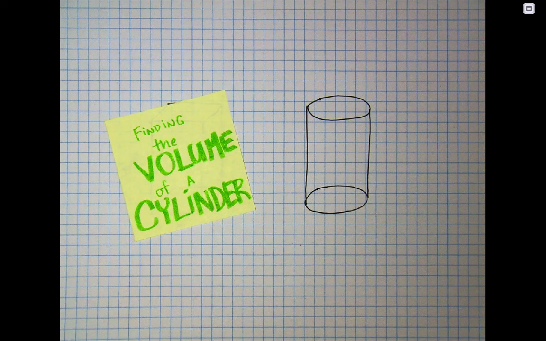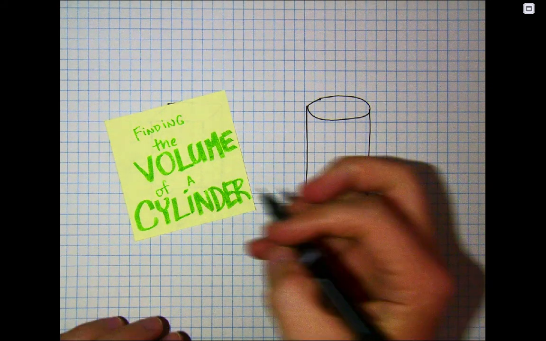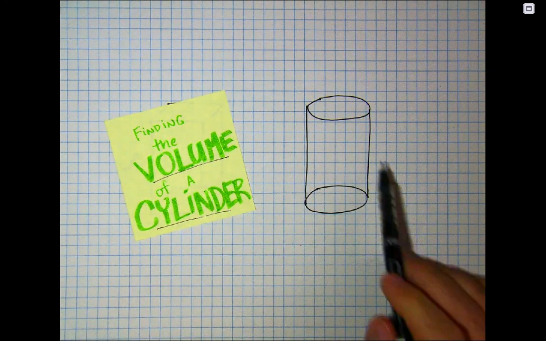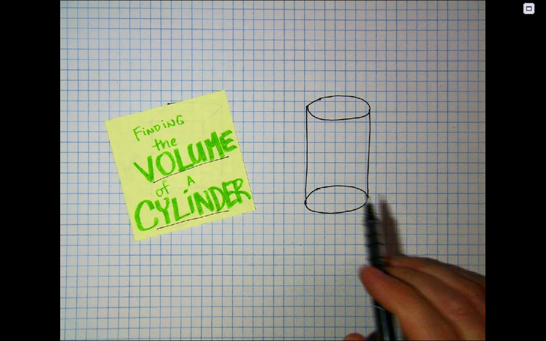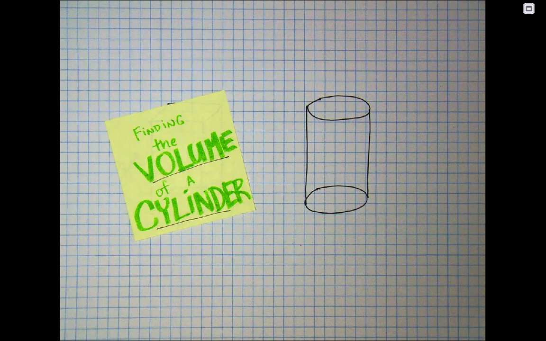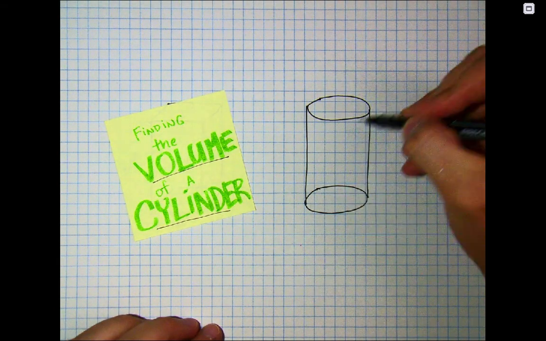Alright, hi everybody. Today we're going to be talking about how to find the volume of a cylinder. So a cylinder is a shape that's like a can or a tube. It's got two circular bases and it's got a straight height.